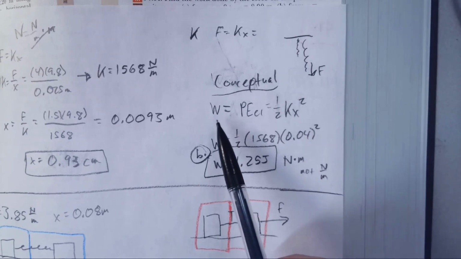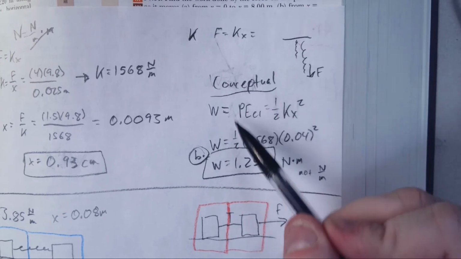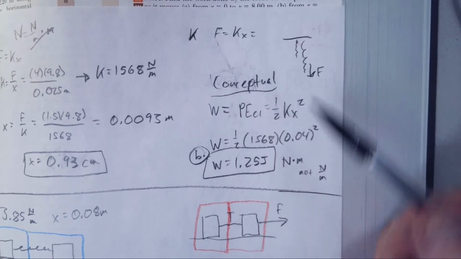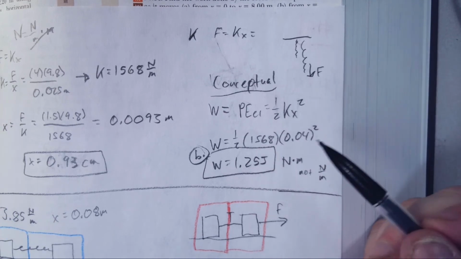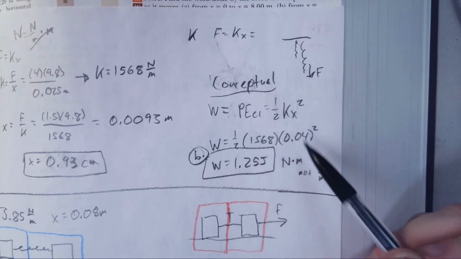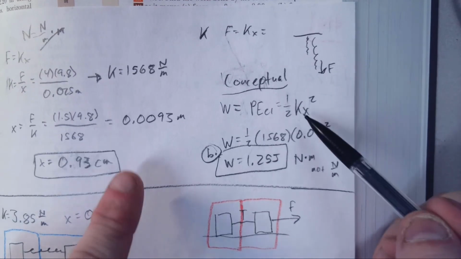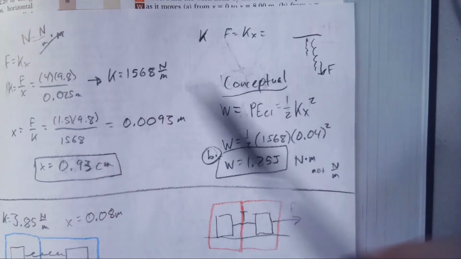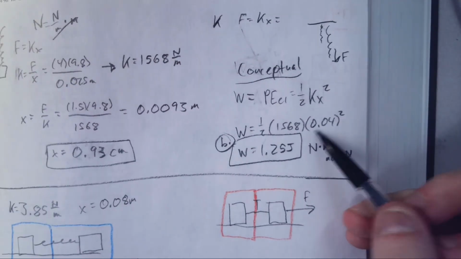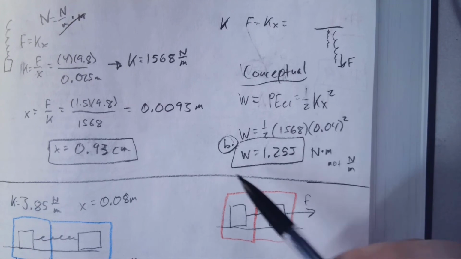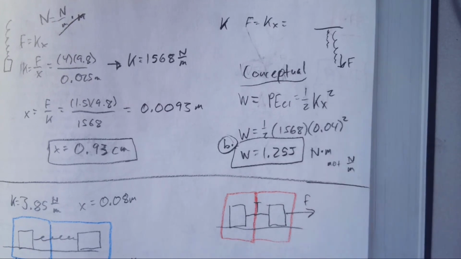So in this case, the work is equal to the change in elastic potential energy. But since there was no potential energy when it was at rest, we can simplify it to this. So it is 1/2 kx squared. We know k there, same spring. They ask us to move it 4 centimeters, so that's 0.04 meters. And we solve it, it's 1.25 joules.